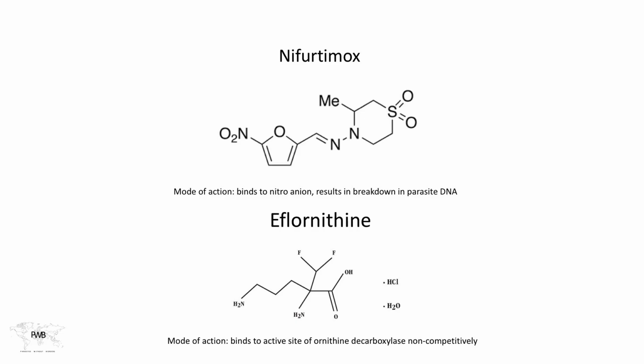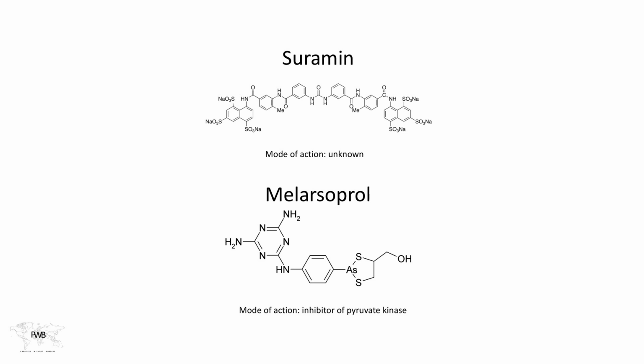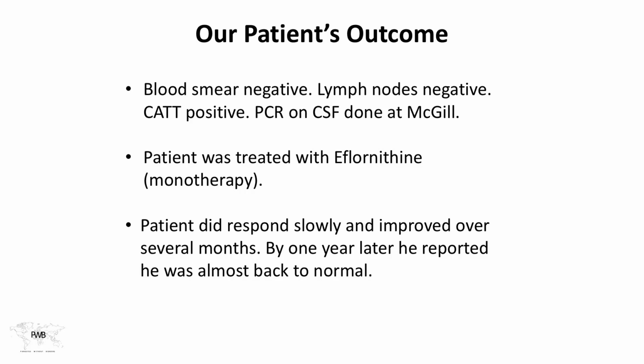Now, for late stage East African, the preferred is going to be melarsoprol. And here you see these different wonderful compounds, nifurtimox and eflornithine, suramin and melarsoprol. Now, what about our patient? Our patient had a blood smear which was negative.